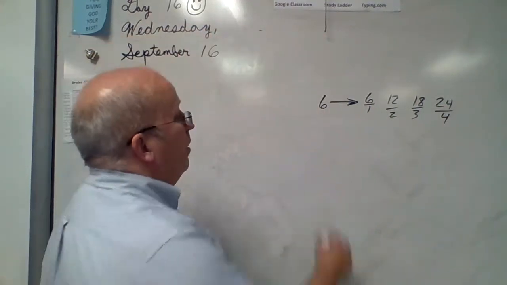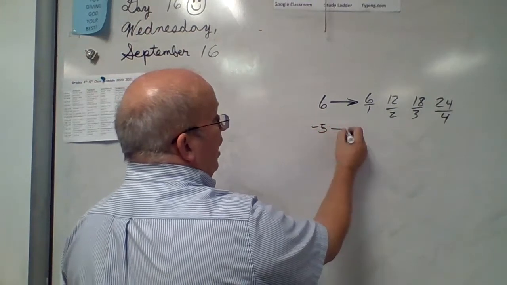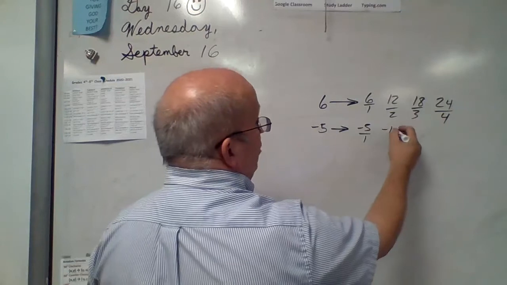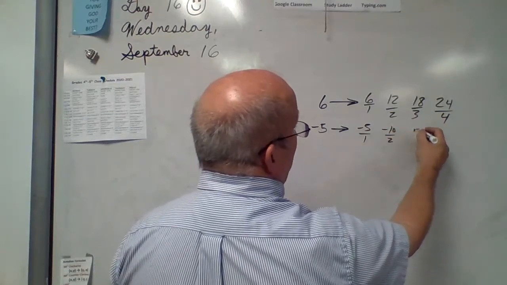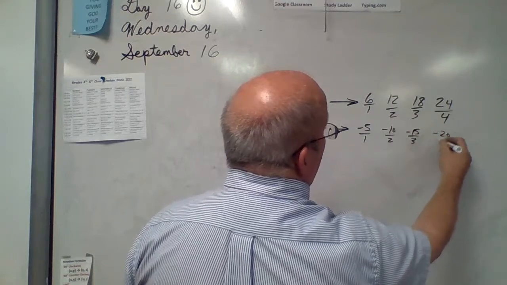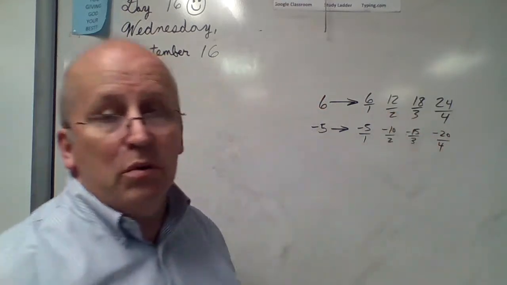I can also talk about, say, for example, -5 and call that a rational number because I can make -5 into a lot of different fractions. All of these equal -5. So all of these are rational numbers.